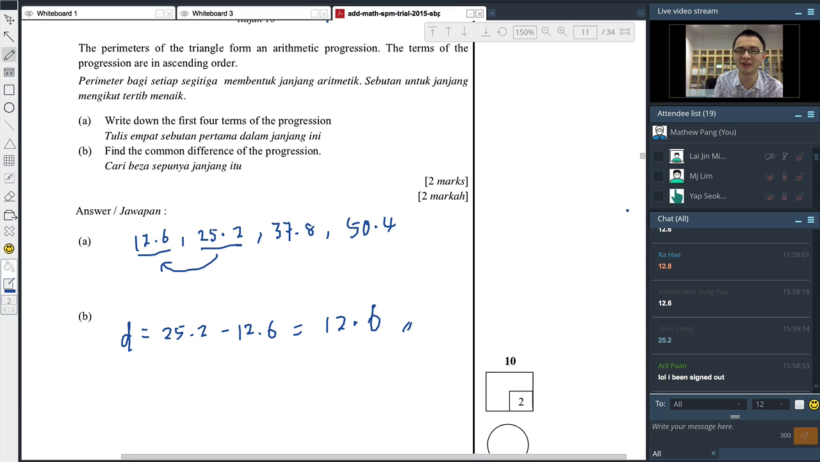Yeah, sometimes they will sign out people. I'm not sure why this system is very unstable.